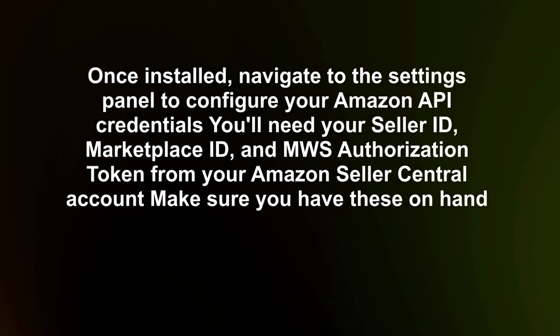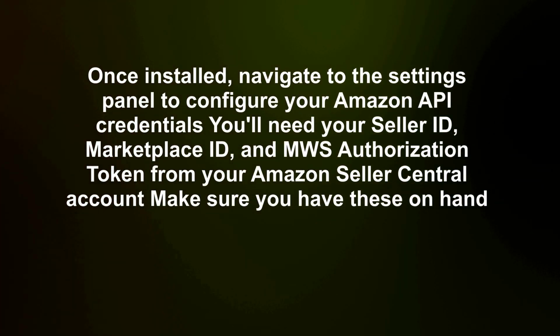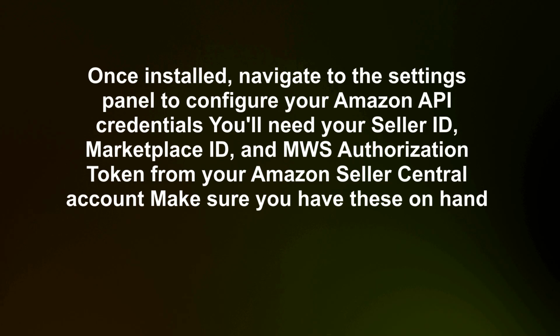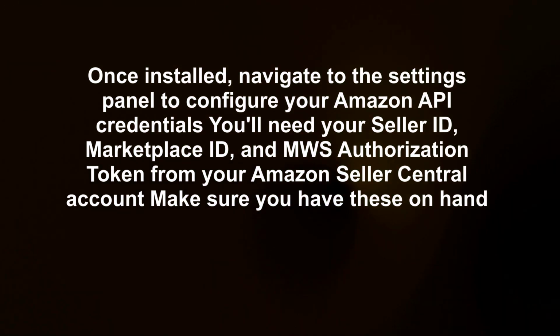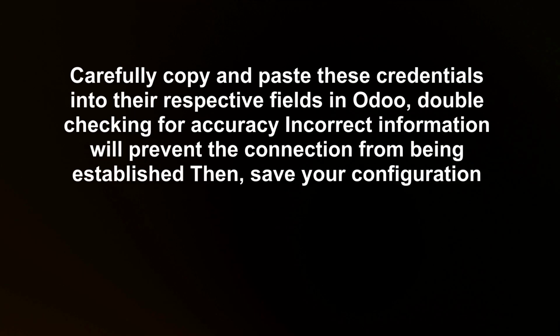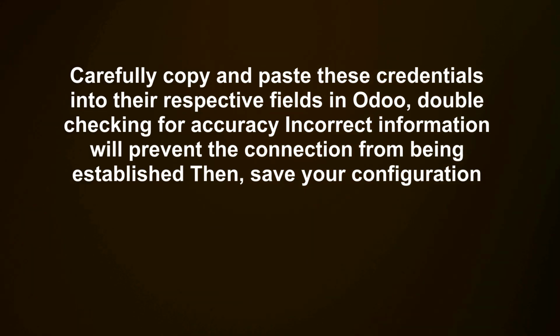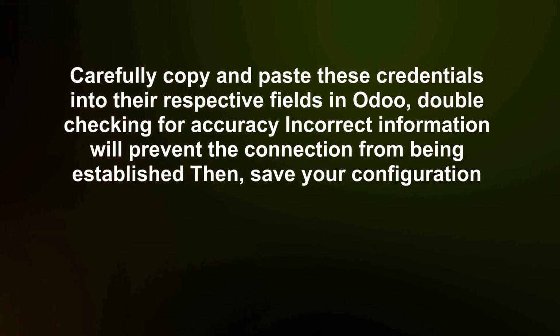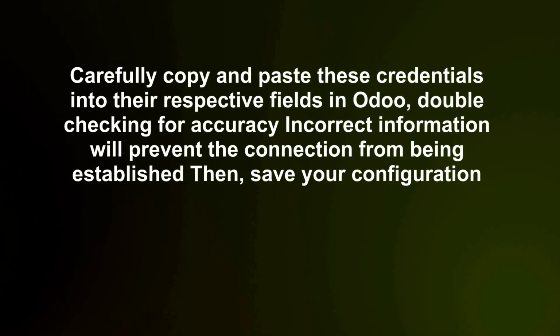Once installed, navigate to the Settings panel to configure your Amazon API credentials. You'll need your Seller ID, Marketplace ID, and MWS authorization token from your Amazon Seller Central account. Make sure you have these on hand. Carefully copy and paste these credentials into their respective fields in Odoo, double-checking for accuracy. Incorrect information will prevent the connection from being established.